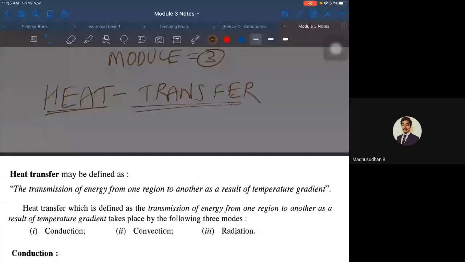Personally, I feel that the applied thermodynamics part is more interesting to explain, more enjoyable to learn compared to all the 5 modules. Let us see how it goes. Okay, shall we start heat transfer from today?